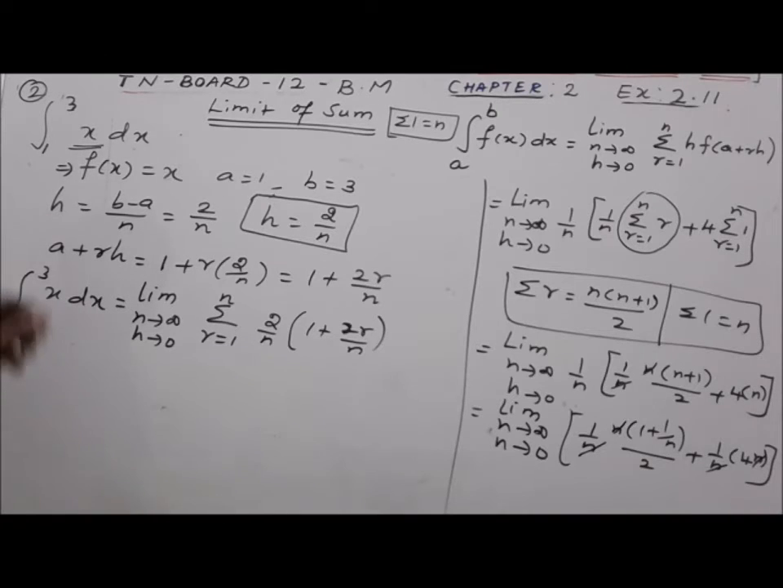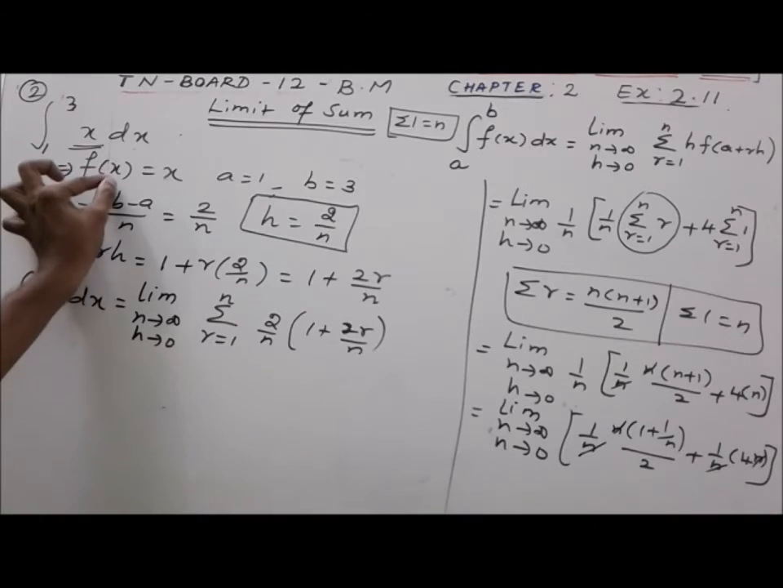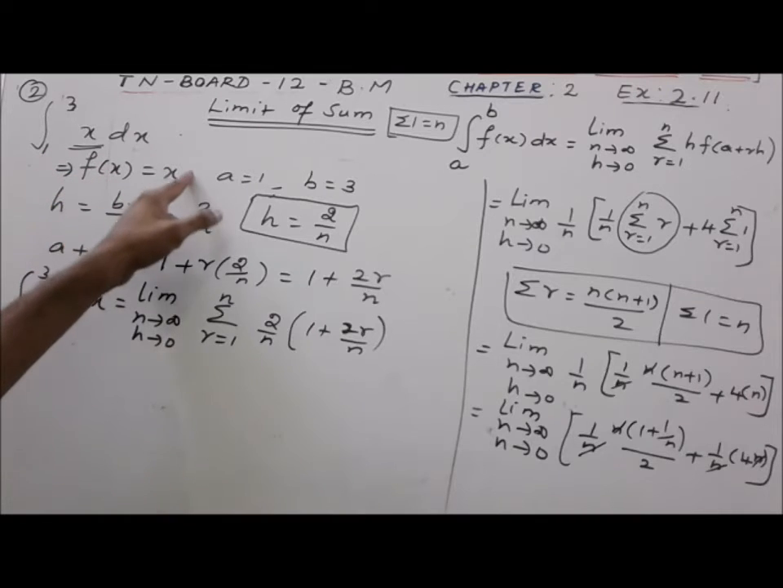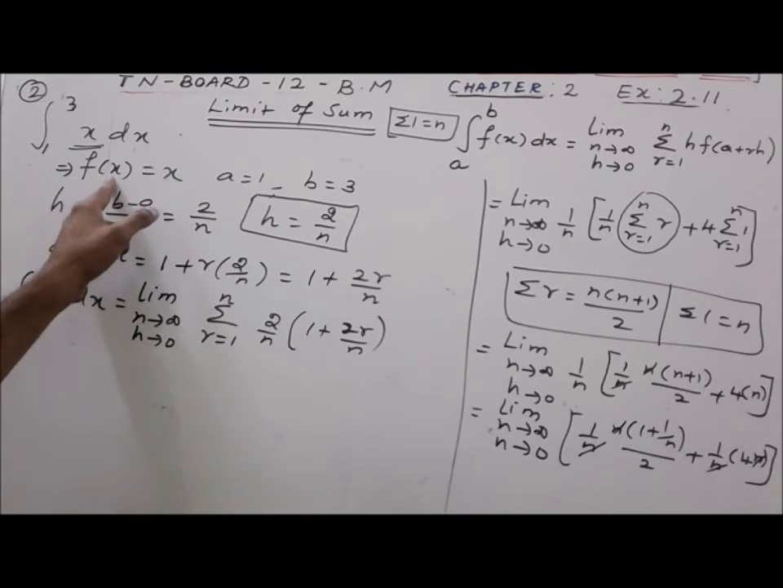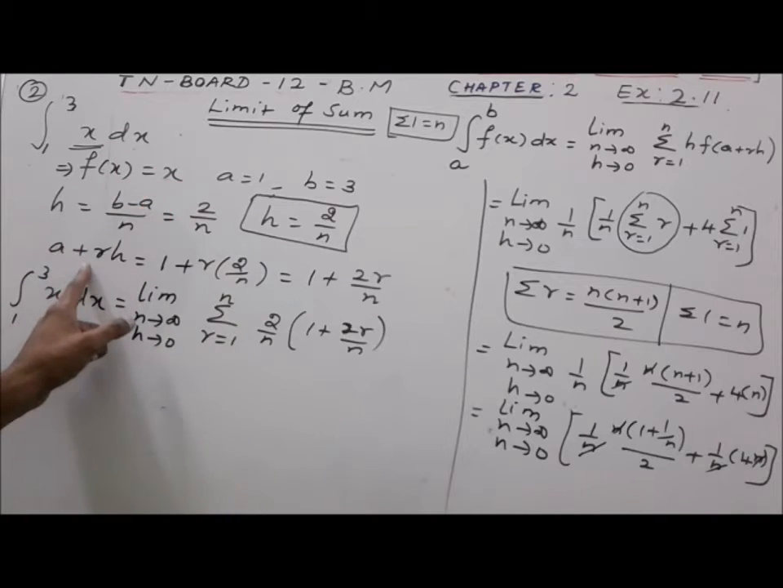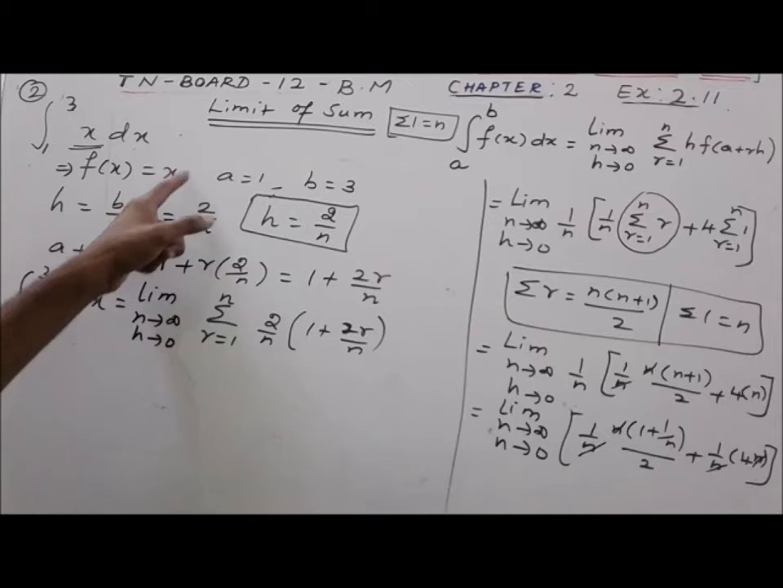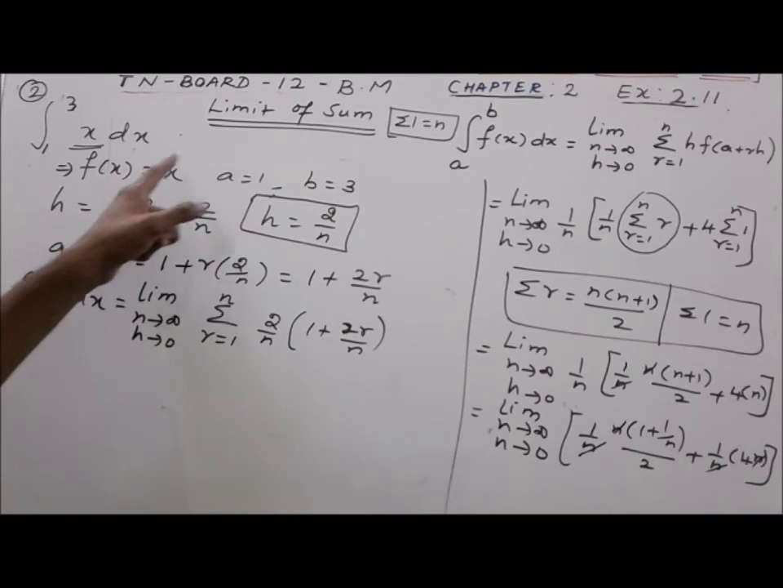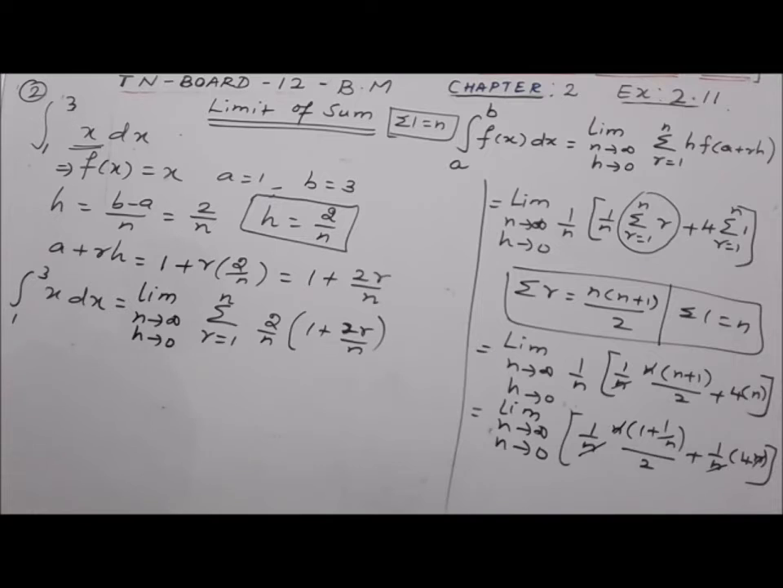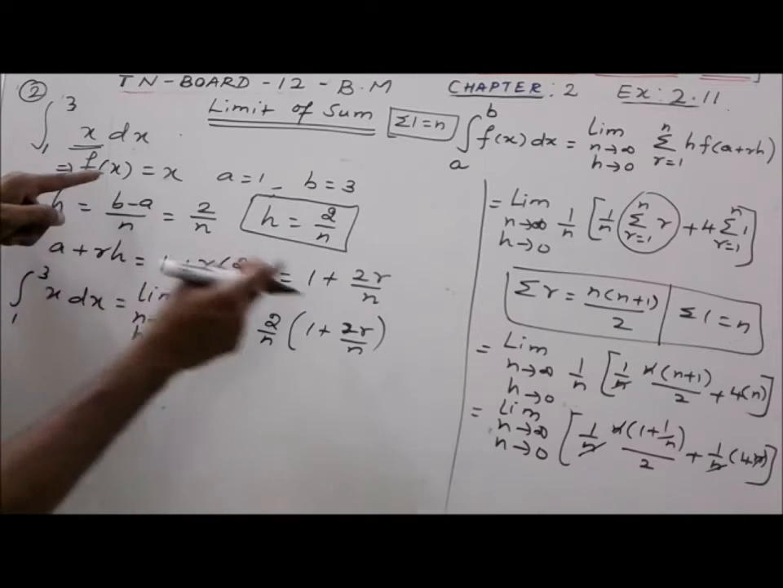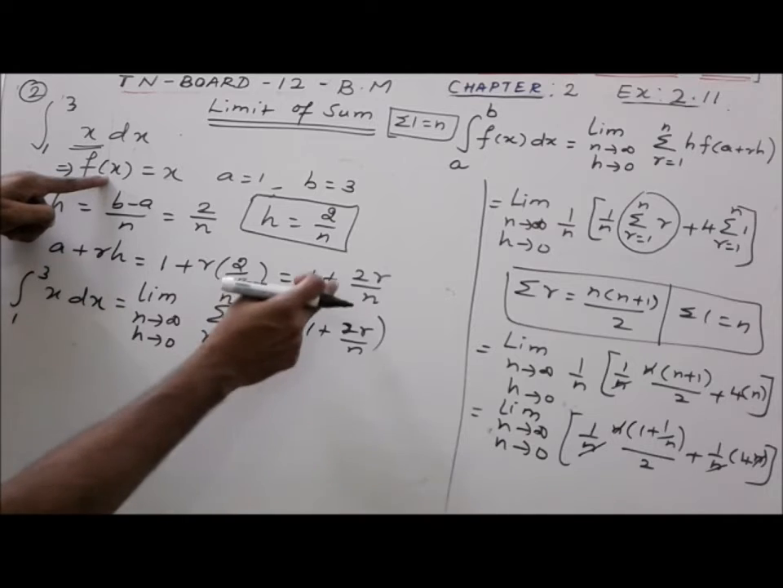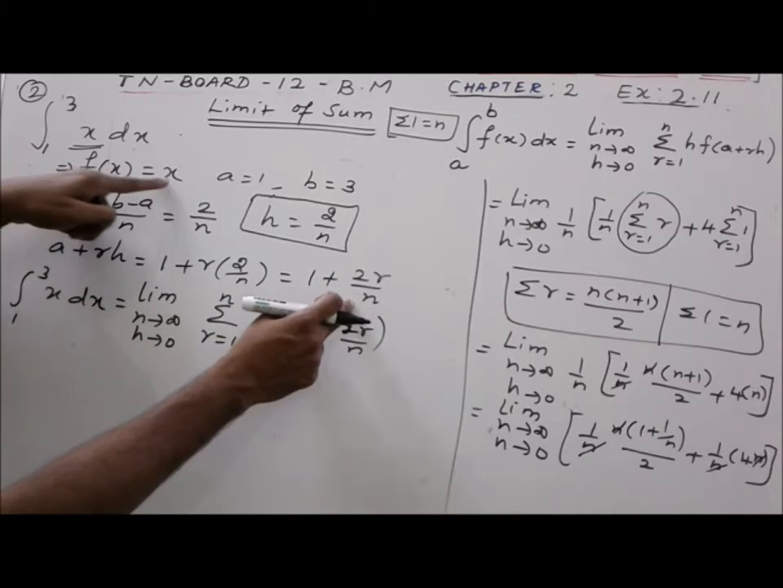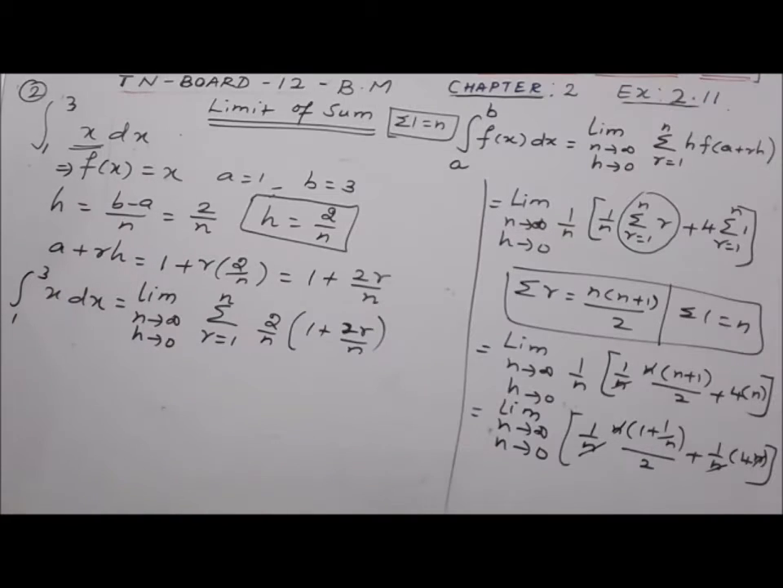This is a simple thing. Substitute a plus rh in f of x instead of x. Here f of x is equal to x. So f of a plus rh is equal to a plus rh. So the value of a plus rh is 1 plus 2r by n. So in the place of f of a plus rh, substitute 1 plus 2r by n for x. So here also 1 plus 2r by n will appear because f of x is equal to x only. So we have substituted here. Now we should simplify this result.